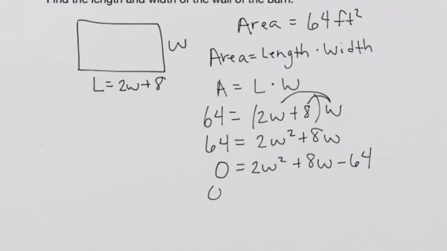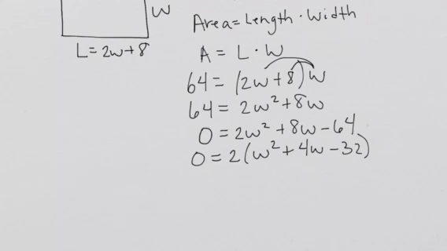Solving by factoring, we first need to factor out the greatest common factor. So if we factor out the GCF, which is 2, we end up with 2 times the quantity W squared plus 4W minus 32. Now we're ready to factor that trinomial. So if we factor the trinomial, we have 0 is equal to 2 times, we have a W times a W. Then we're looking for numbers that multiply to give us negative 32 and at the same time add to give us positive 4. So we're going to use 8 and negative 4. So a positive 8 and a negative 4.